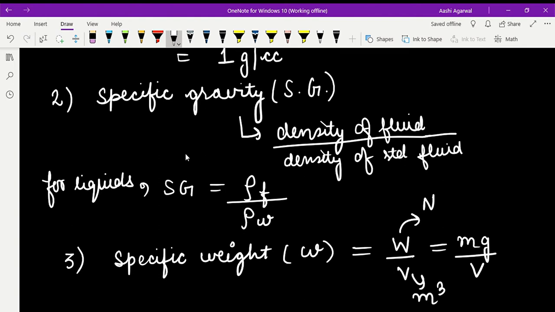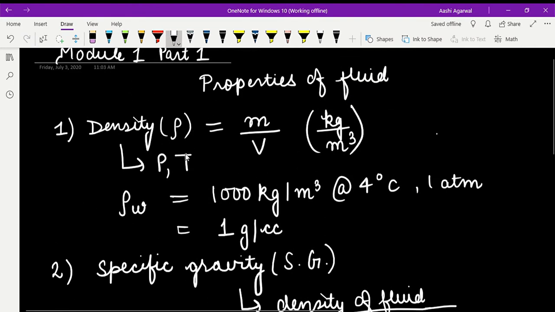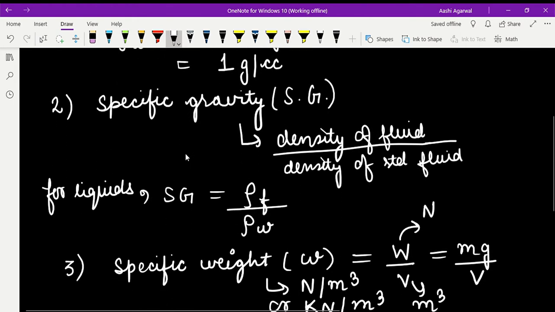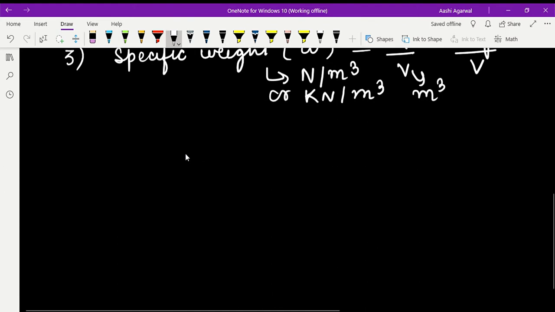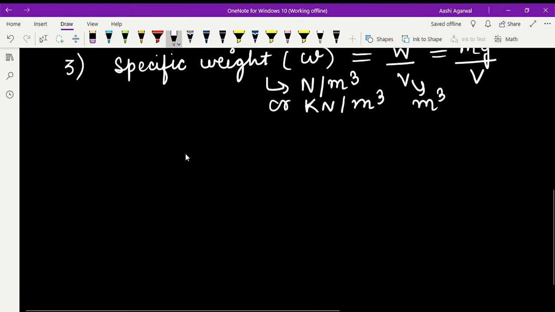So the units of specific weight come out to be Newton per meter cube, or you can write it in terms of kilonewton per meter cube also. So this is about the three properties that I have discussed: density, specific gravity and specific weight. Please note I am discussing it at a very basic level and not going into the details.